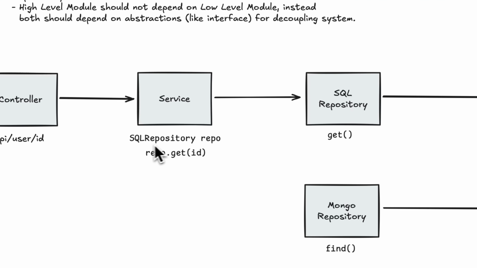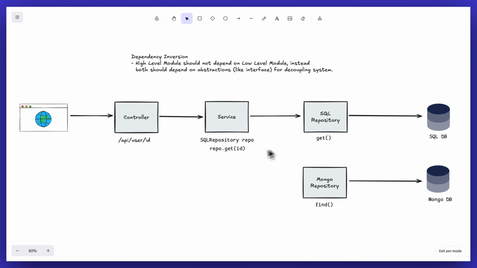We would have a reference variable like SQLRepository repo, because we are pointing to the SQL repository. And since we want to fetch the user data, we would be using repo.get(id). We want to get the user by id, so we are calling repo.get. So till now, everything is working perfectly.